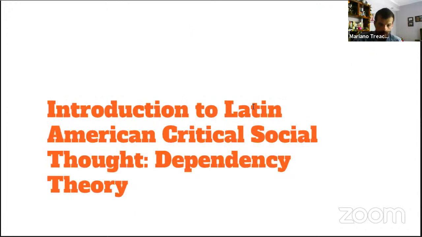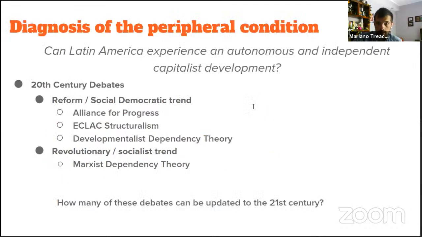So to begin with, we will present some characteristics of the dependency theory. This will be the main question the classical dependency theory will answer: can Latin America experience an autonomous and independent capitalist development? So in the last century, the debates were between the reform and revolutionary schools of thought. In the reformist school of thought, we can see the Alliance for Progress, the ECLAC structuralism, and the developmentalism, dependency theory. And well, we have the Marxist dependency theory in the revolutionary road.